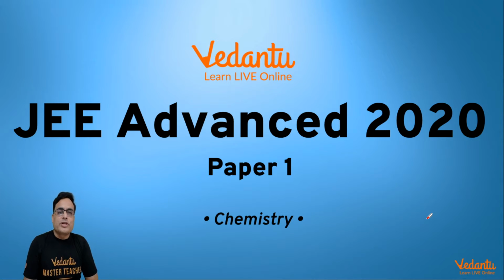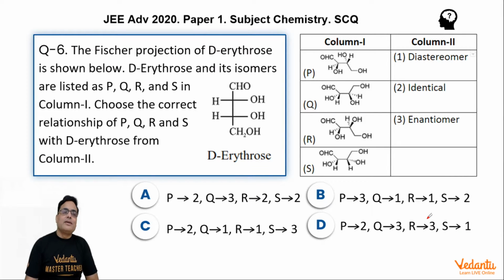Let us solve question number 5 of JEE Advanced 2020 Paper 1 Chemistry. This question is of single correct answer type, and the question says the Fischer projection of D-erythrose is shown below. D-erythrose and its isomers are listed as P, Q, R and S in column 1. Choose the correct relationship of P, Q, R and S with D-erythrose from column 2.